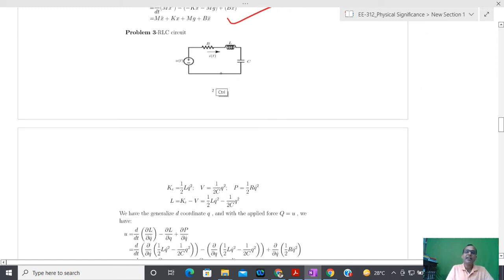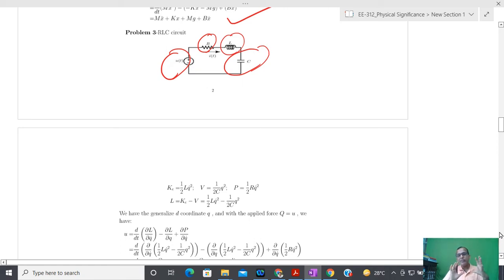So for the next example I have taken an RLC circuit. Again, I will try to identify the kinetic energy, the potential energy, and the dissipation that occurs. Here, u(t) is responsible for the external force. After that I have a resistor, so energy is going to dissipate across the resistor. The capacitor is going to store energy in the form of potential energy, and the inductor is going to store energy in the form of kinetic energy.